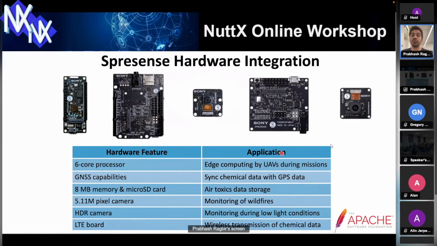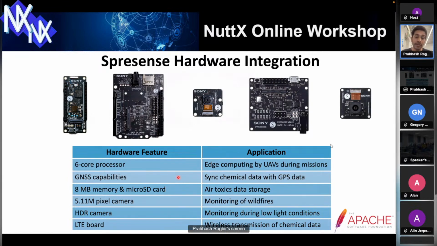This slide shows not only what features of the Spresense we have used already, but some of them are what we plan to use. So I just listed some of the main features of the Spresense and how we have applied them. Of course, the 6-core processor is very good for edge computing, and like I mentioned before, edge computing will be very important for us when we get into detection, because we will need our model to be computed on board the UAV during flight in real time.